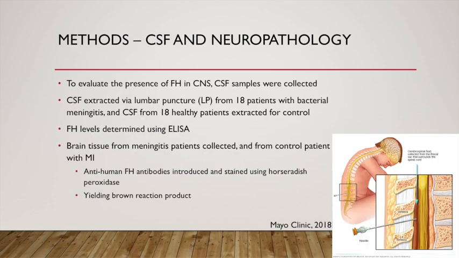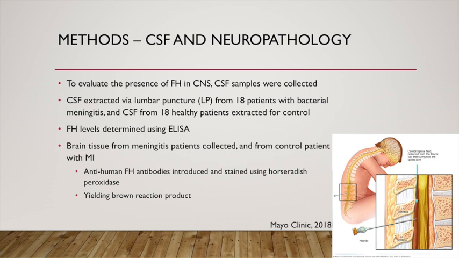Now we're going to go into the methods first for the cerebrospinal fluid analysis as well as the neuropathology. To evaluate the presence of factor H in the central nervous system, they collected samples of cerebral spinal fluids. They did lumbar punctures on 18 patients with bacterial meningitis, thus collecting the cerebral spinal fluid. In your right corner, you can see exactly how lumbar puncture is performed. You basically stick a needle in between the L3 and L4 vertebrae, and then you will be able to tap cerebral spinal fluid through or from the spinal cord.